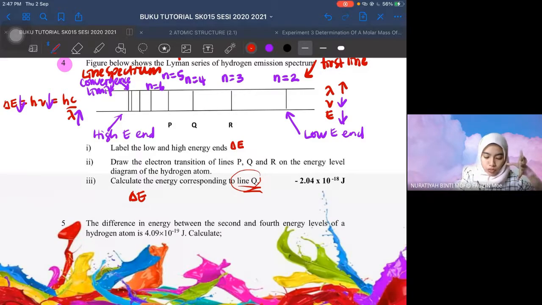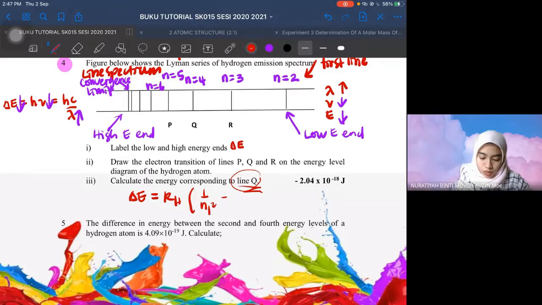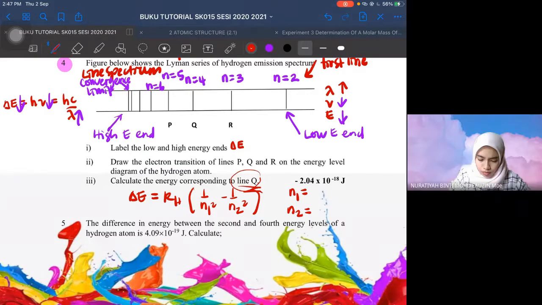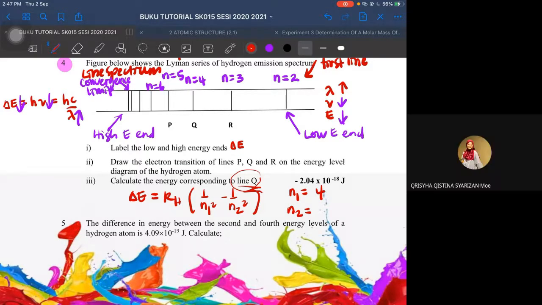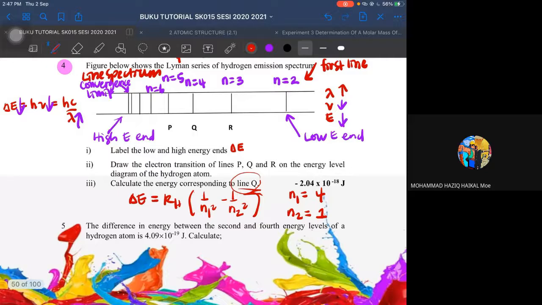So what formula do you want to use? Delta E equals R_H times (1 over n1 squared minus 1 over n2 squared). So what is your n1? What is your n2? For line Q, n1 is 4, n2 is 1. Okay. What unit is your R_H in?